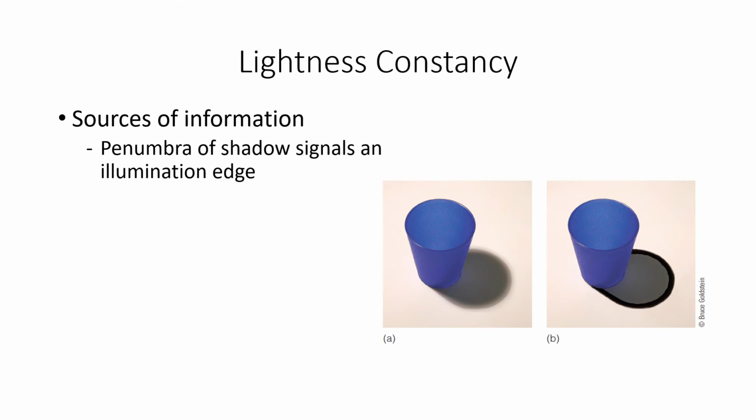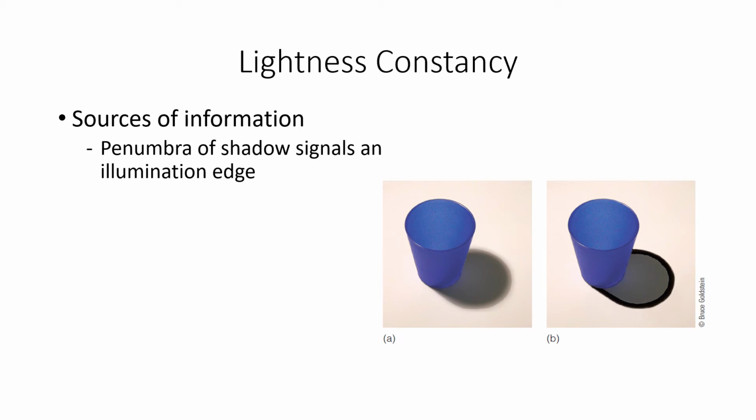Another source of information is the penumbra. The penumbra of the shadow signals an illumination edge, and so if we look at A, you can kind of see there's a darkness where the shadow of the cup is falling, and then this little bit of lightness in the circle around that before we get into the lightness where the shadow of the cup is definitely not falling. That little bit of slight lightness is called the penumbra, and it's telling us there's a shadow here. So if you go back to that picture with the wall and the edge of the shadow, there's maybe a very slight penumbra in that picture, but it is helping us.